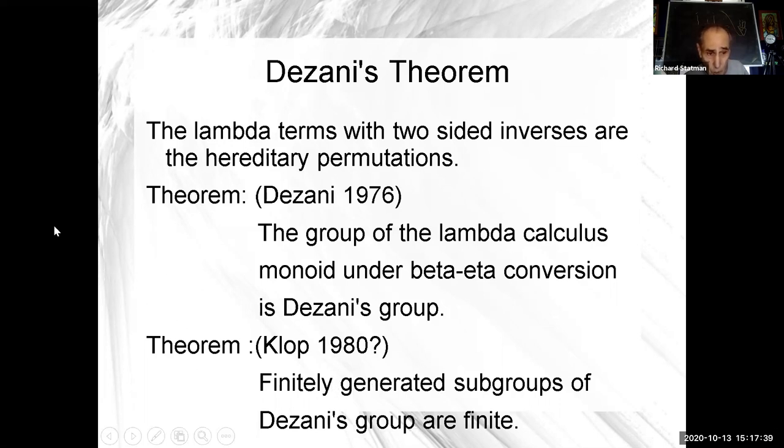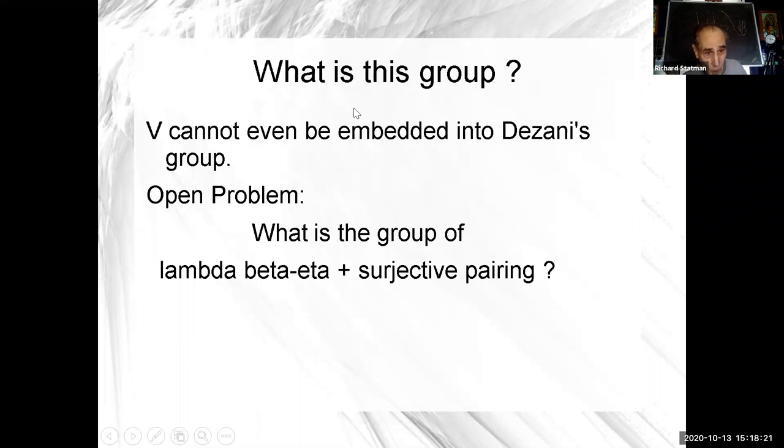Now, of course, as I pointed out before, there are elements of infinite order in the Thompson group. Therefore, the Thompson group V cannot be isomorphically embedded into the Zanis group. Now, both of these groups are subgroups of the group of the monoid of lambda beta eta plus surjective pairing, that is lambda calculus with surjective pairing. So that group is really much bigger. Well, you say, but wait a minute, maybe the Zanis group is isomorphically embedded into V. Interesting question. Open problem: what is the group of lambda, beta, eta plus surjective pairing?